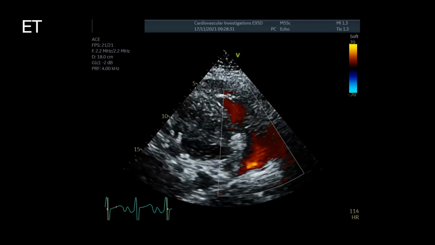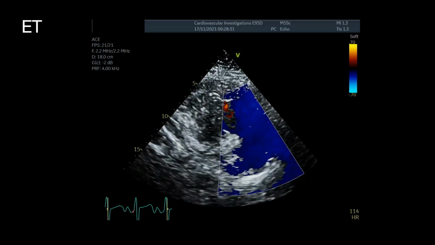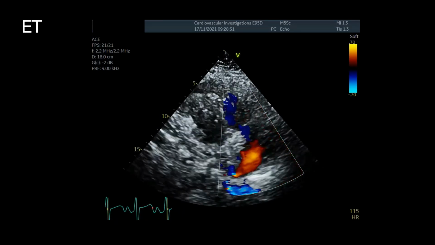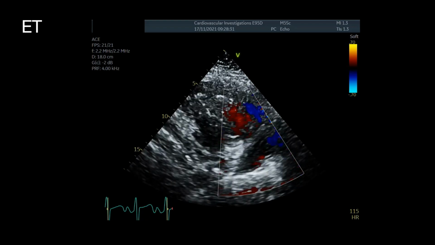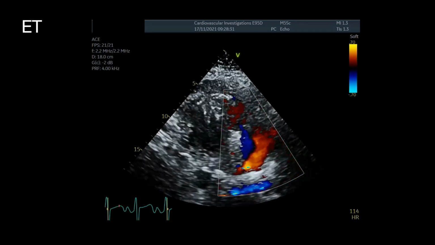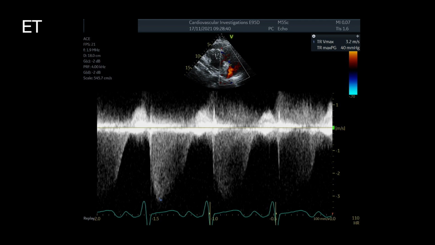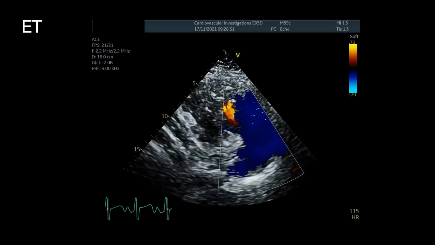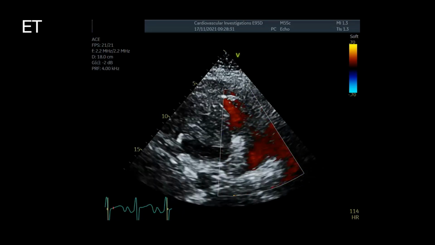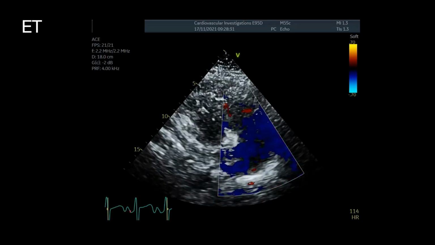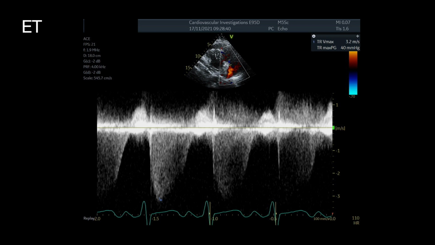This is an RV inflow view from the parasternal long axis view, and there is colour over the tricuspid valve. It's not obvious that there's a jet of TR there, but then with CW over the valve, we can see that there is tricuspid regurgitation and measure the TRV max, which is 3.2 meters per second, and a pressure gradient of 40, which is already slightly elevated.